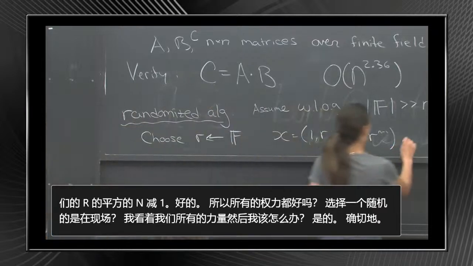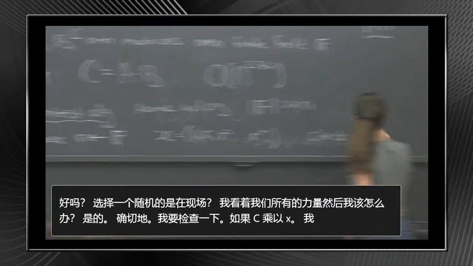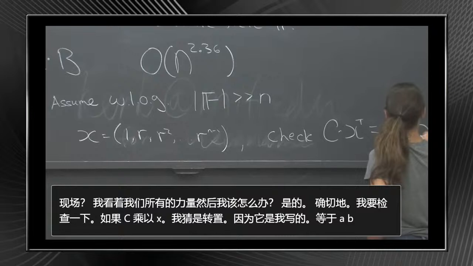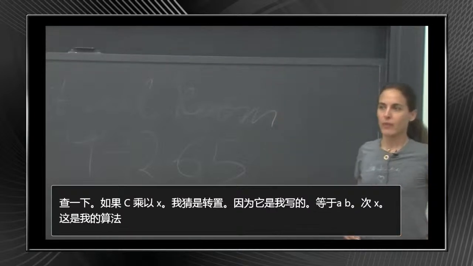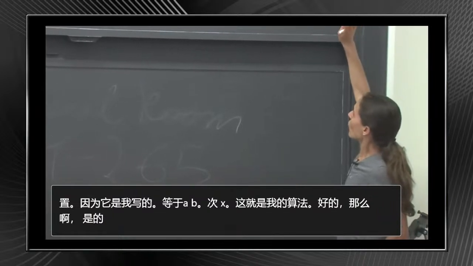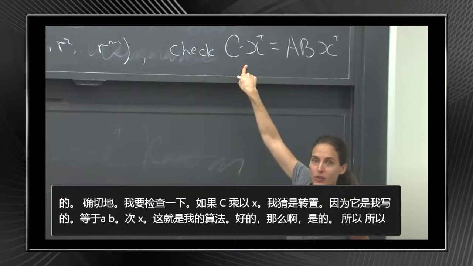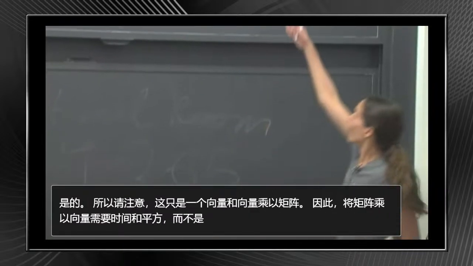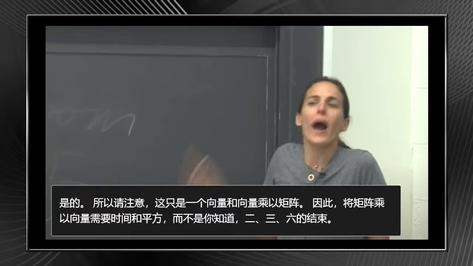Exactly. I'm going to check if C times X, transpose because of how I wrote it, is equal to A times B times X. That's my algorithm. Note this is just a vector, and to multiply a matrix by a vector takes time n squared, as opposed to n to the 2.37. So this is more efficient. Why is it okay?